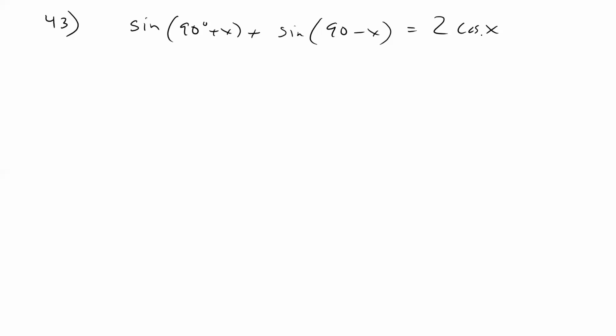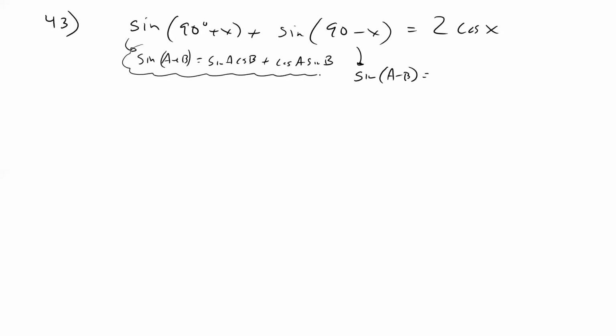Use the sum formula for the first part and the difference formula for the second. Look up the sum formula for sine if you need to, but I think it's sine of a plus b is sine a cosine b plus cosine a sine b, I believe. Difference formula would be sine of a minus b, which is just a sign change. That's it.